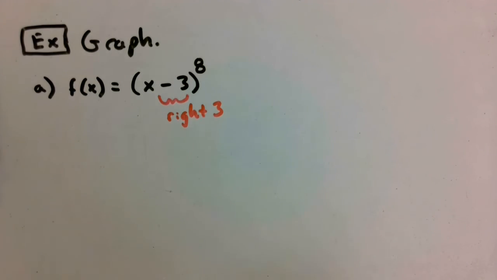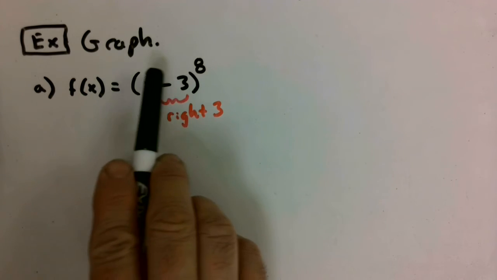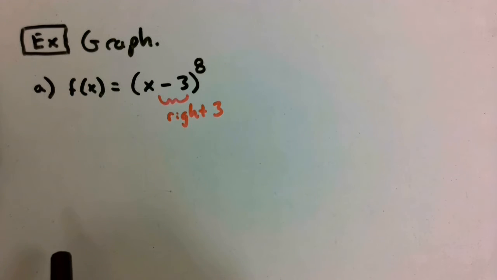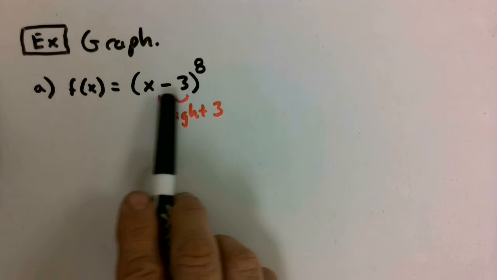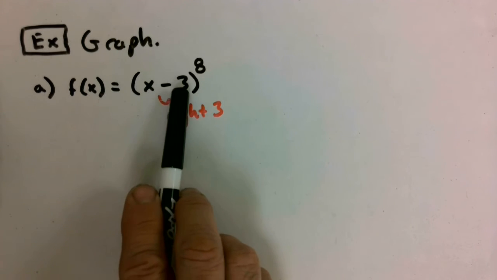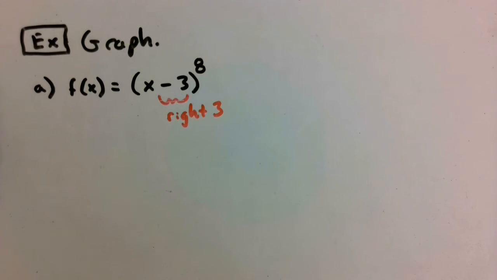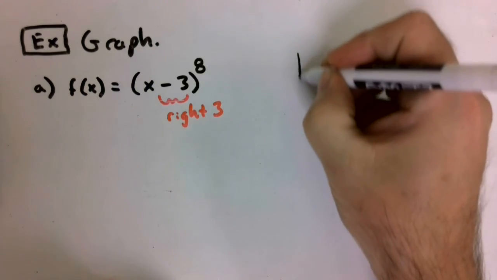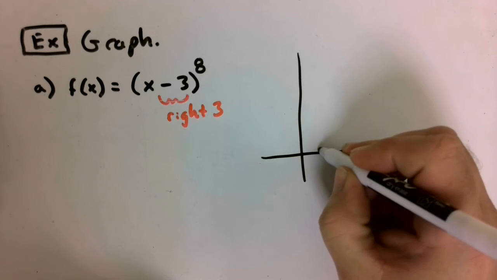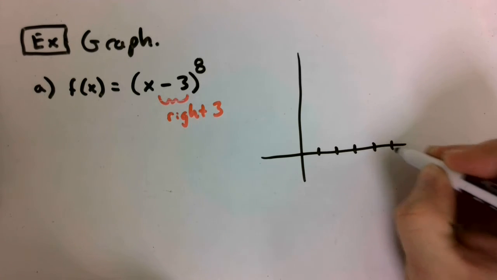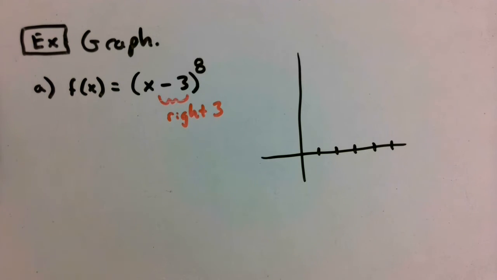So if I want to do a quick sketch of the graph, here's what I should notice. We have y equals something raised to the 8th power, which is an even number. Inside the parentheses, I have x minus 3. That will slide my graph over to the right 3 units. So if I wanted to come up with a very quick sketch, not very much of this is going to be accurate, but it will be accurate enough for us to make a sketch.